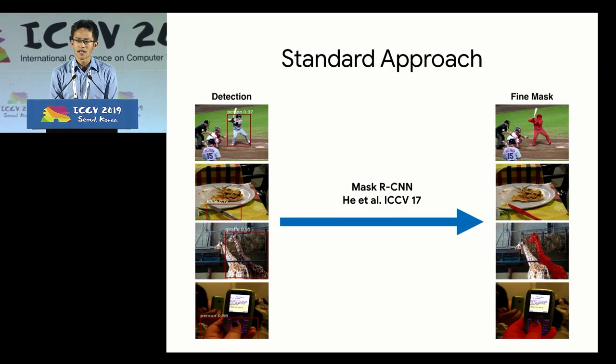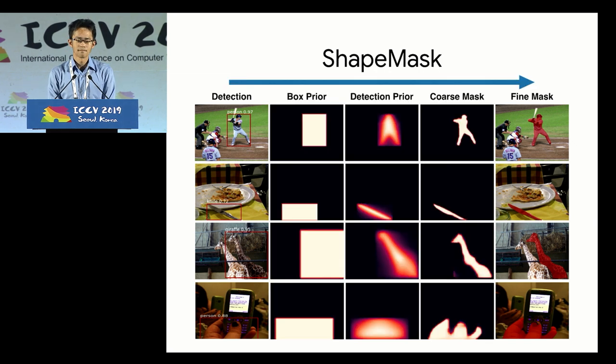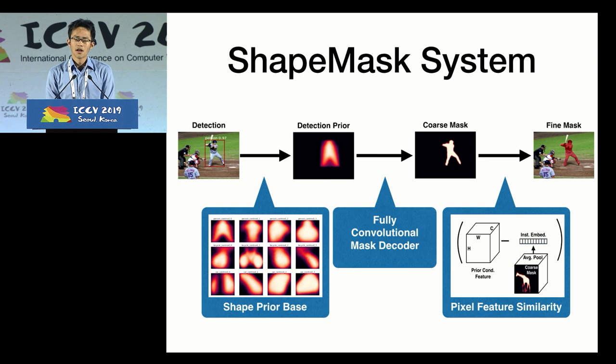The standard approach is to go directly from pixel to segmentation. We propose to add box prior, detection prior, and coarse mask as intermediate predictions. All stages are learnable and jointly trained. Here's the overview of our system. We'll zoom into each part.